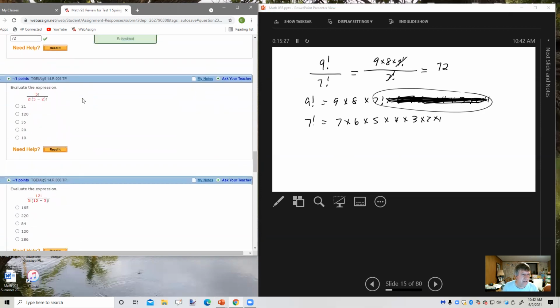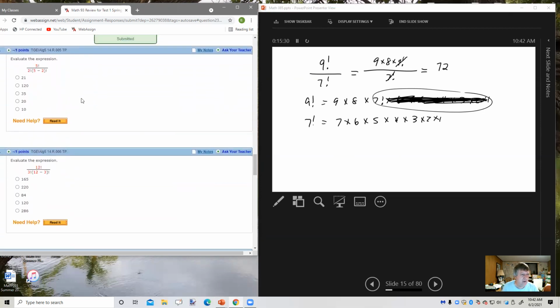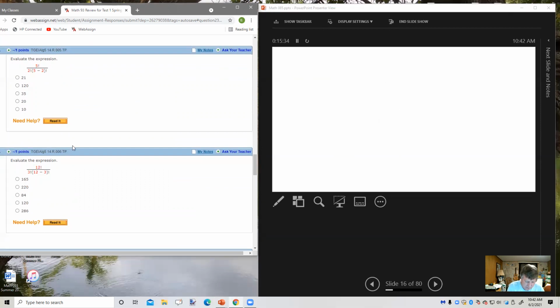And it is. All right, let's take a look at this next one. Evaluate the expression. And we have 5 factorial over 2 factorial times 5 minus 2 factorial, which is 5 factorial over 2 factorial times, let's see, 5 minus 2 is 3 factorial.